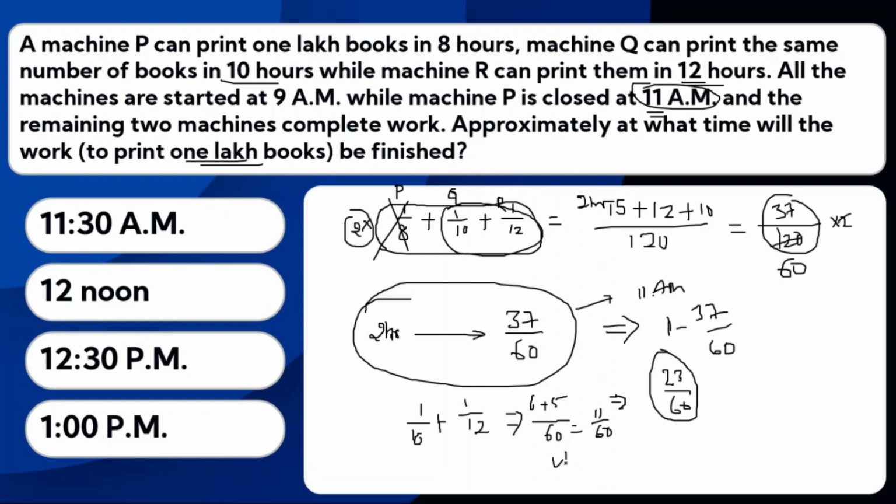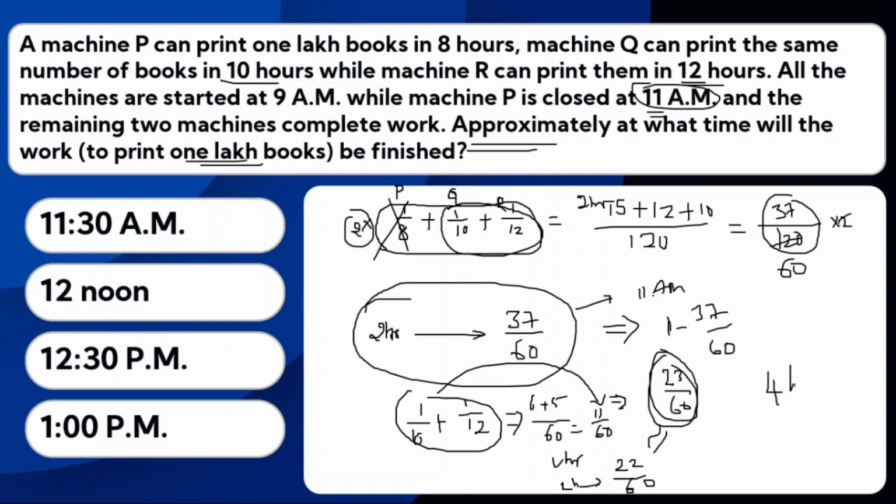So per 1 hour together Q and R can complete the work of 11 by 60, and in 2 hours they will complete 22 by 60 work, which is nearly equal to 23 by 60 of the remaining work, and he is saying approximately. So that's it, this is enough. So by doing another 2 hours of work, only by using Q and R you can complete the remaining work. So total 4 hours. In 4 hours they can complete the work. Okay, total 4 hours required.